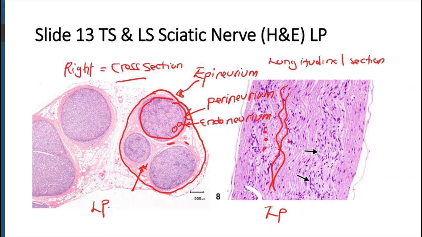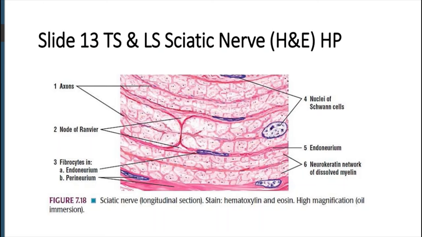All right, so this is at low power. Let's look at it at high power. Okay. So this is the longitudinal section. This is a longitudinal section at high power for the nerve. Why is it the longitudinal section? Because look at the axons. They're running like this in this direction. This is an axon. This is an axon. Okay. So this one that is covering the entire nerve fascicle is the perineurium.